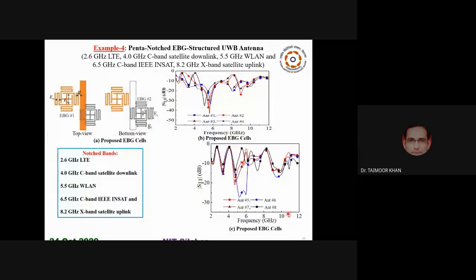Then, if we see the performance comparison, it is the proposed EBG unit cell, top view as well as bottom view. Then antenna 1, 2, 3, 4, 5, 6, 7, 8 in terms of S11 comparison with the proposed EBG unit cells, where we can visualize four antennas here and four antennas here. Here we are getting five notched bands at the central frequencies of 2.6 gigahertz, 4 gigahertz, 5.5 gigahertz, 6.5 gigahertz, and 8.2 gigahertz.